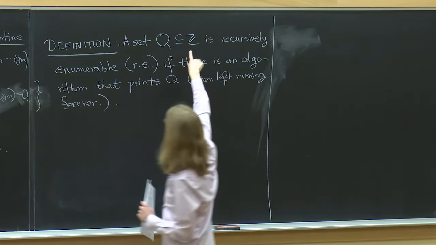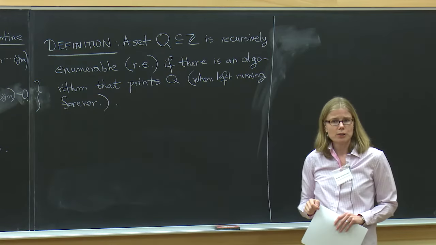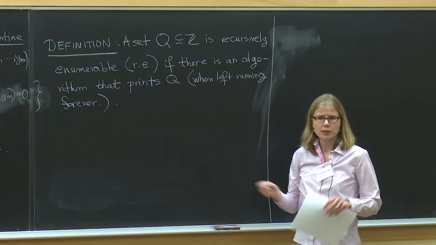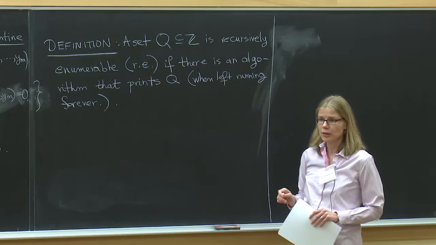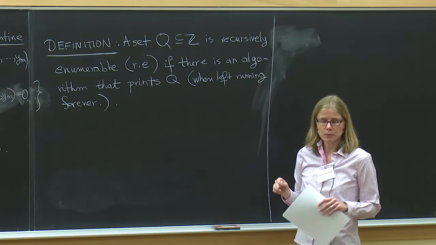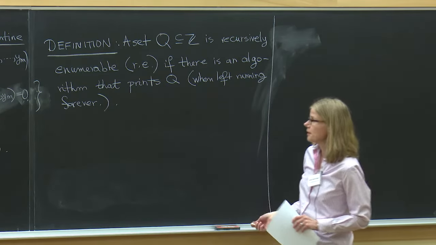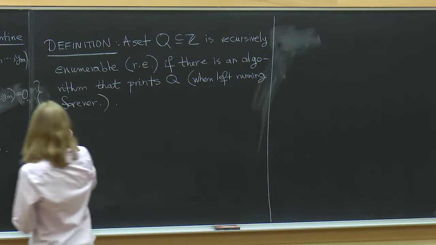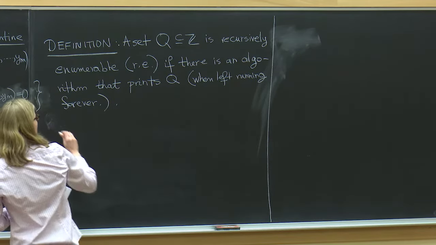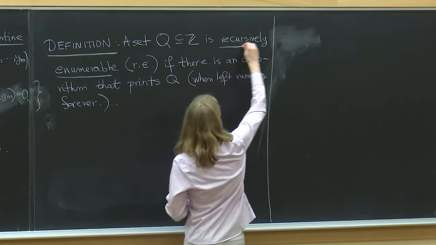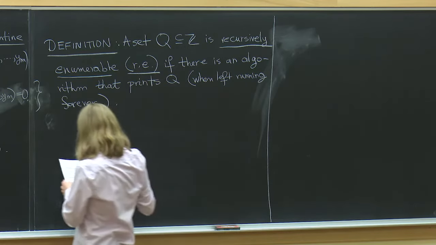And so, for example, the primes would be a recursively enumerable set, because certainly anyone can write a program that just loops through the integers and only prints the prime values. And so this is recursively enumerable, or RE for short.